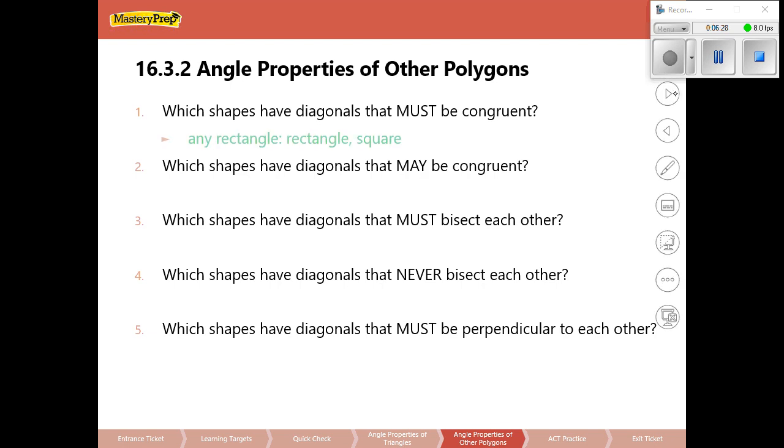So this here is again going over our properties of diagonals and congruence. Which of these diagonals must be congruent? Whenever we talk about a rectangle or square, rectangles and squares have congruent diagonals. Which ones may have congruent diagonals? Rectangles, squares, or trapezoids. The trapezoids will be true if it is isosceles. If it's an isosceles trapezoid, then the diagonals are congruent.